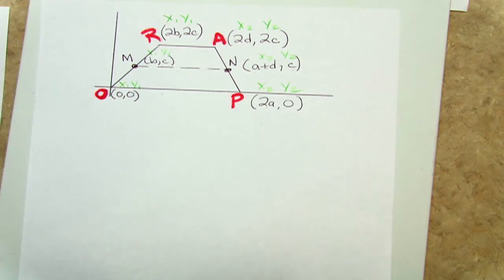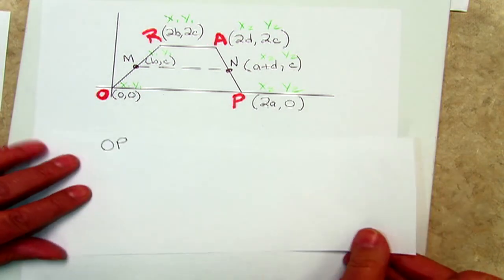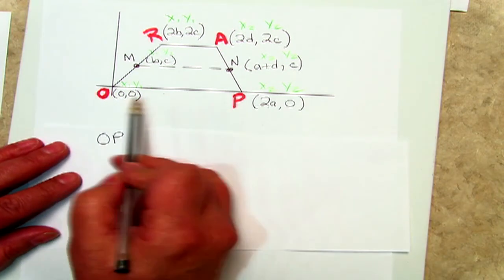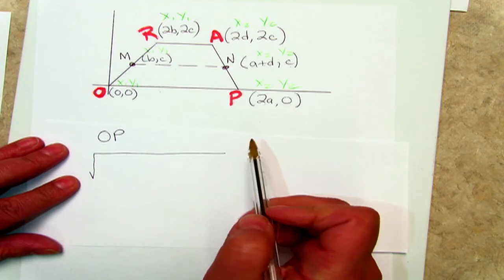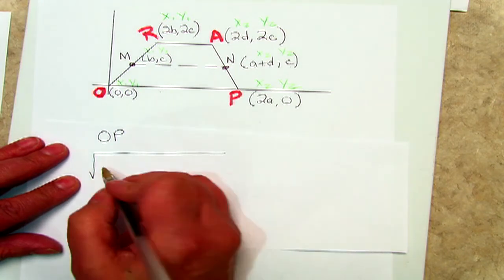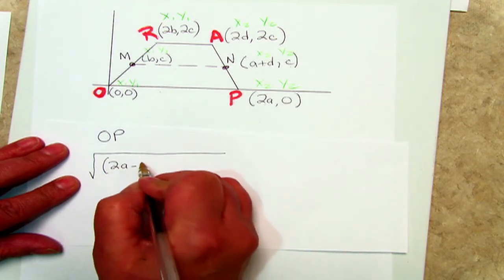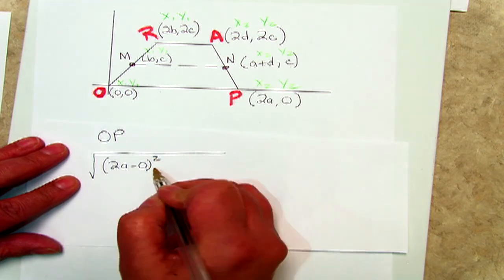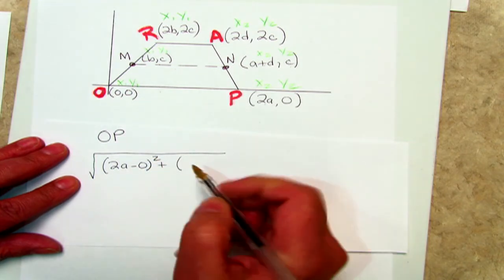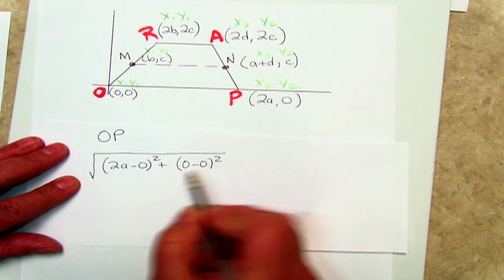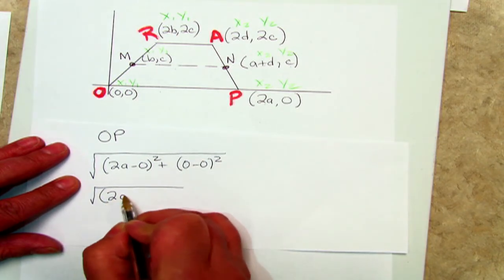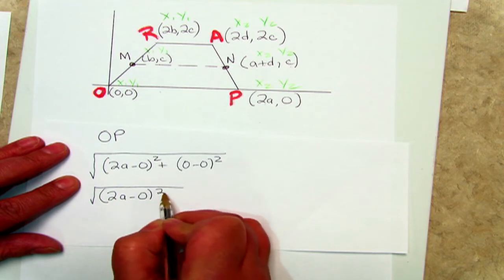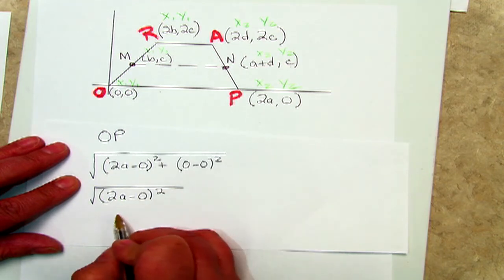Lastly, we need to find the length of OP. The square root of the difference of the x's, (2a - 0) squared, plus the difference of the y's squared. Again, this is just 0, so we're left with the square root of (2a - 0) squared, which is just 2a.